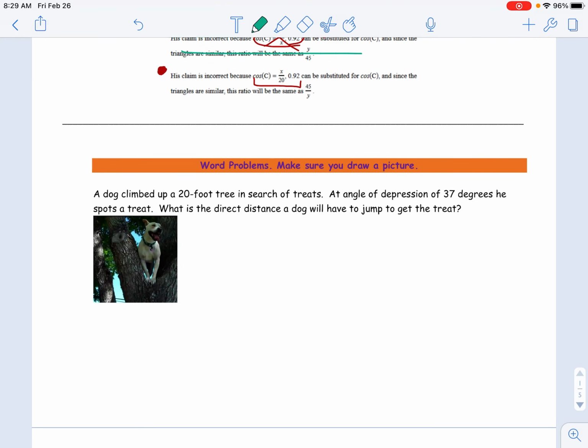All right, so now some word problems. A dog climbed up a 20-foot tree in search of treats. At an angle of depression of 37 degrees, he spotted a treat. So remember, that means the dog looked straight out and then down. That's how you determine it.